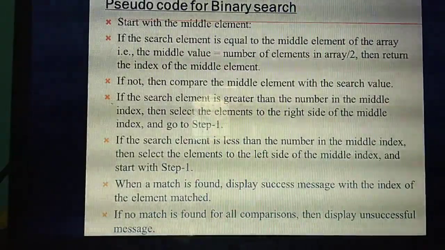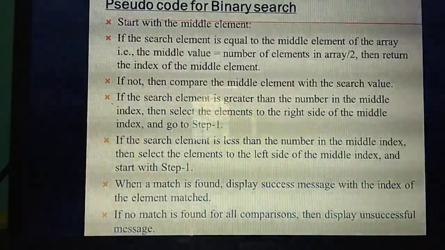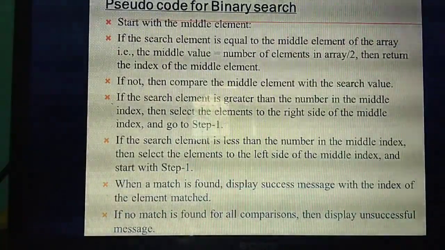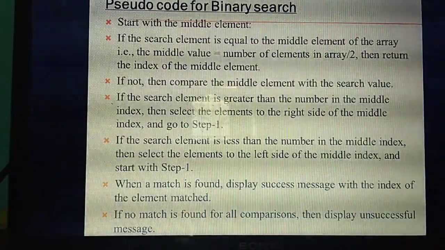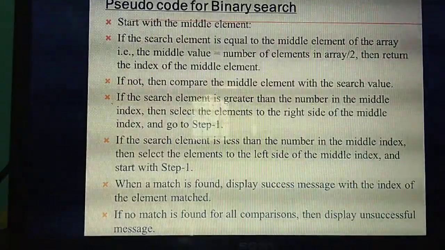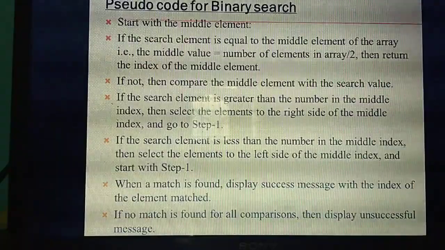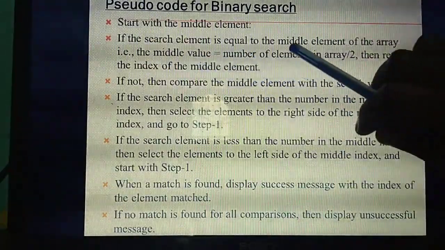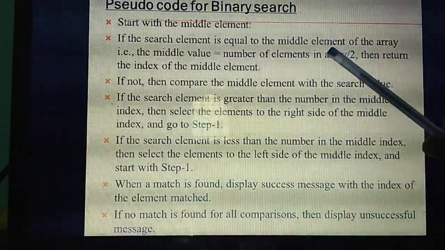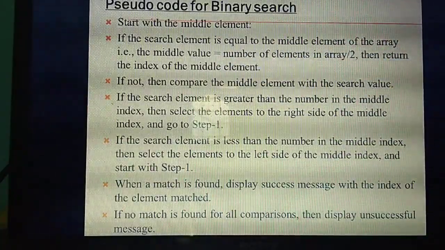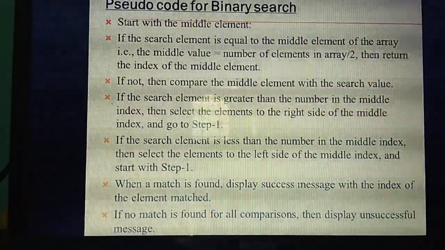So the middle value is also similar: number of elements divided by 2. For example, 10 elements means 10 divided by 2. 8 elements means 8 divided by 2. Okay, 10 divided by 2, what value will you get? 5. So the fifth element is the search position for you. Understand? So first you need to calculate the middle value. What is the formula for calculating the middle value? Middle value equals number of elements of the array divided by 2. Then you will get the index of the middle element.